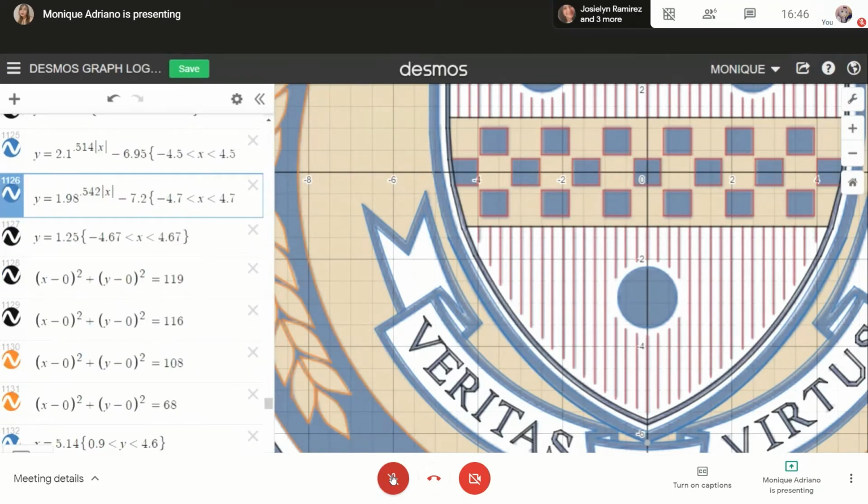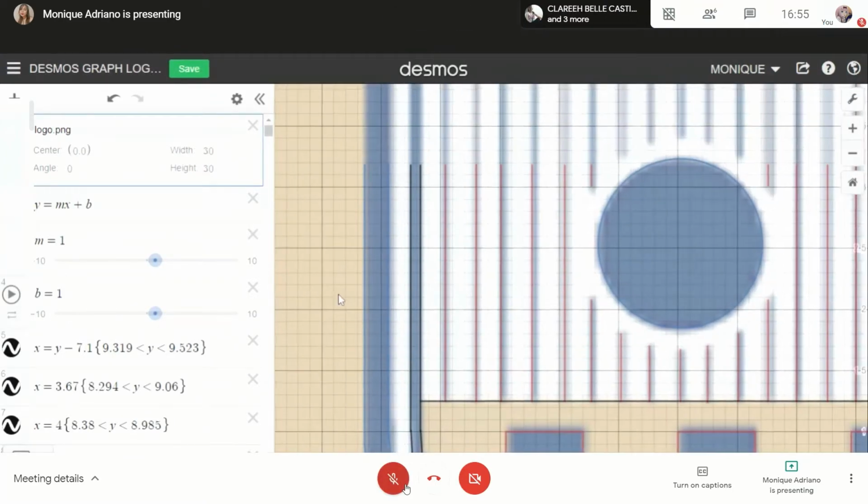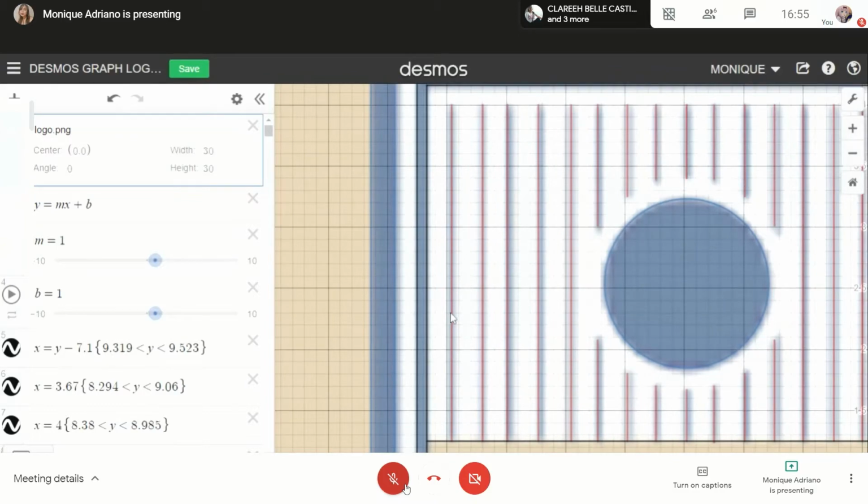Kinailangan rin namin gumamit ng curved lines, and the equation na ginamit namin sa outer part is y is equals to 1.98 raised to 0.542 times absolute value of x minus 7.2, negative 4.7 is less than x less than 4.7. So sa part naman dun sa may loob ng shield, nakapaloob lang dun is yung horizontal and vertical line.